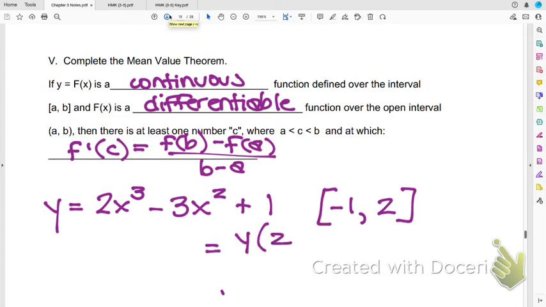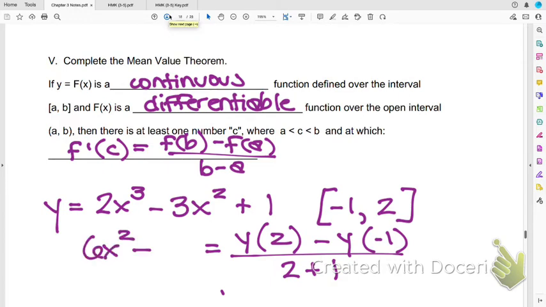We do y of 2 minus y of -1 over 2 minus -1, which turns into a plus. Okay, and if you don't want to show a lot of work for this, this is the safest place to go. Immediately show me the average rate of change setup equals what on the left-hand side? The derivative. Okay, what is the derivative? 6x squared minus 6x. Okay. So I show my setup: derivative equals average rate of change.